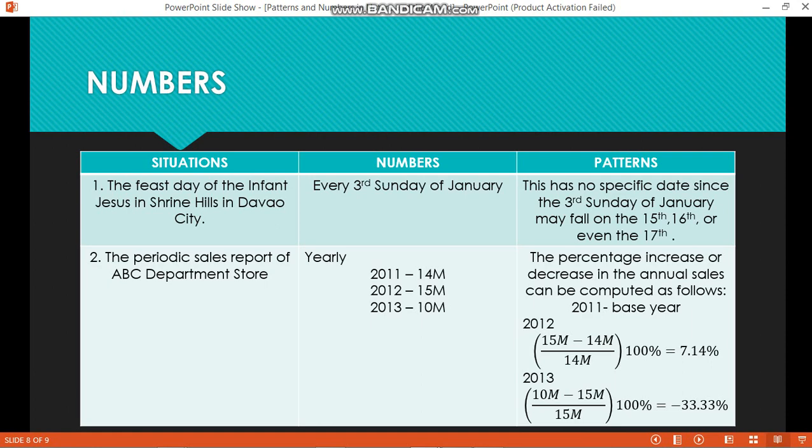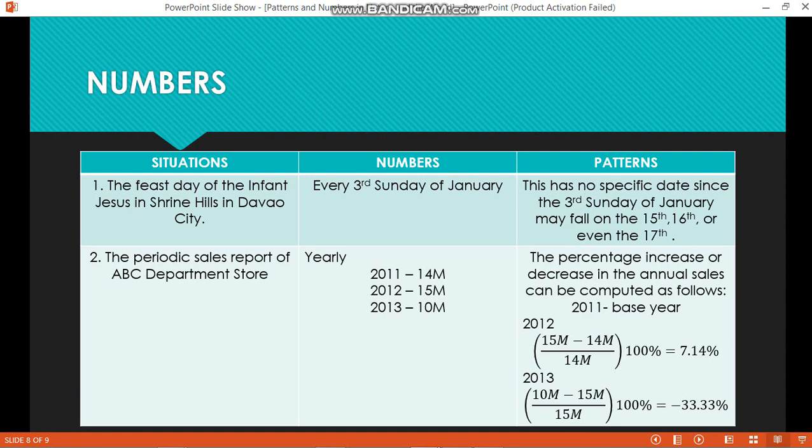Now, for the second situation, the periodic sales report of ABC Department Store. For their yearly sales report, in 2011, their income, their sales, is 14 million. 2012, 15 million. 2013, is 10 million. Now, how can we get the percentage? Let us identify whether their annual sales increased or decreased. If we just look at it directly, we can say that by 2012, the income of ABC Department Store increased by 1 million. And then, in 2013, it decreased by 5 million. But the question is, what is the percentage of the increase or decrease in their annual sales?